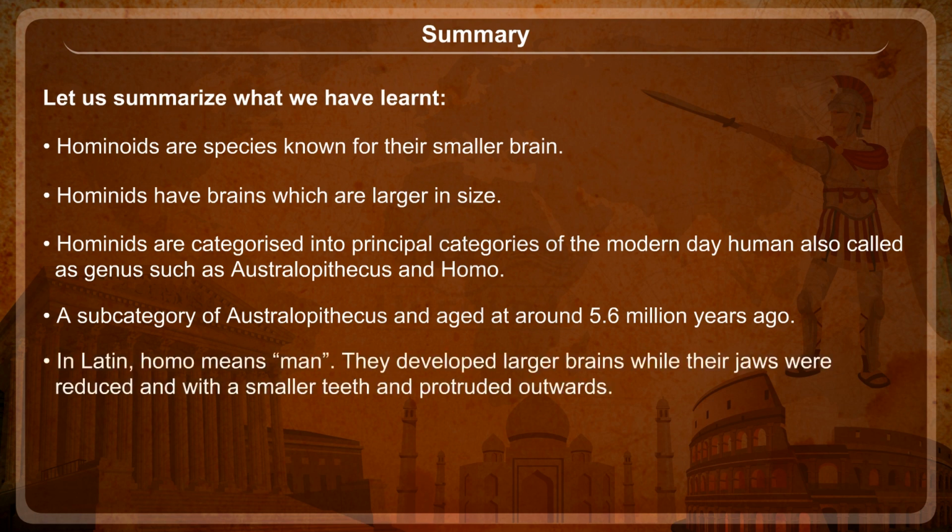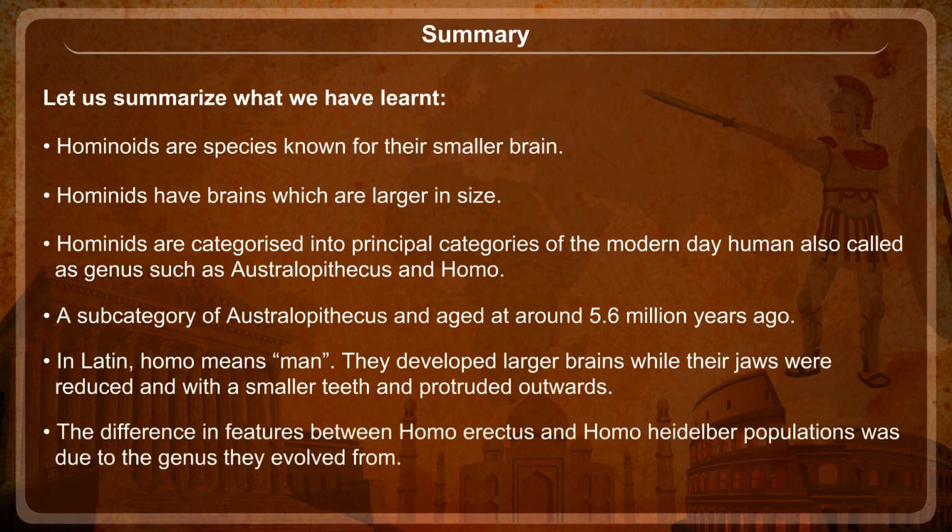In Latin, Homo means man. They developed larger brains while their jaws were reduced, with smaller teeth, and protruded outwards. The difference in features between Homo erectus and Homo heidelbergensis populations was due to the genus they evolved from.